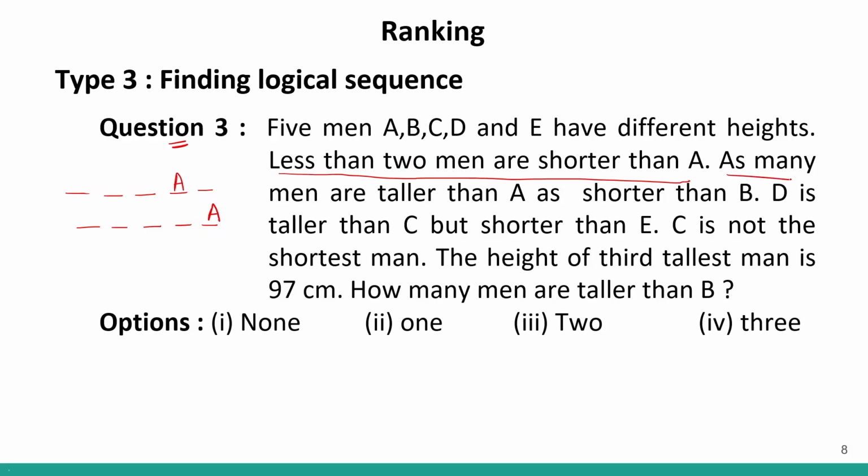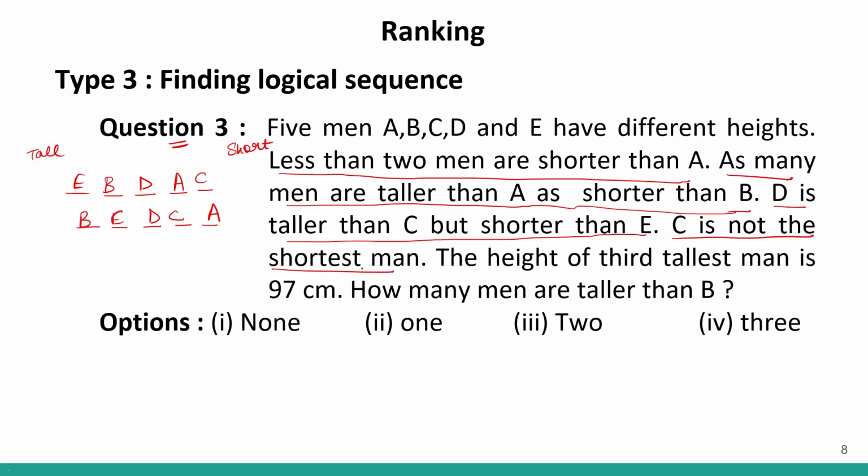Correct? As many men are taller than B as shorter than A as shorter than B. So this is basically the tall side over here, and this is the short side. So B will be either here or here. Correct? D is taller than C but shorter than E. So this will be the position. 2 possibilities. Now, it says that C is not the shortest. So if C is not the shortest, this is incorrect.